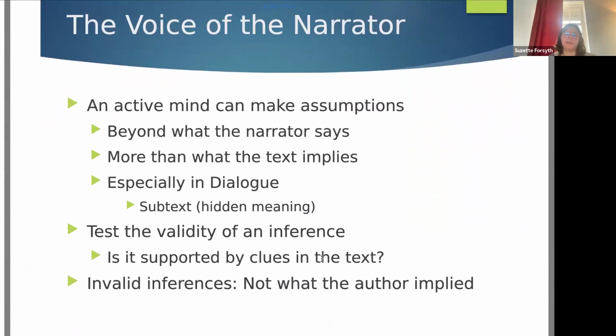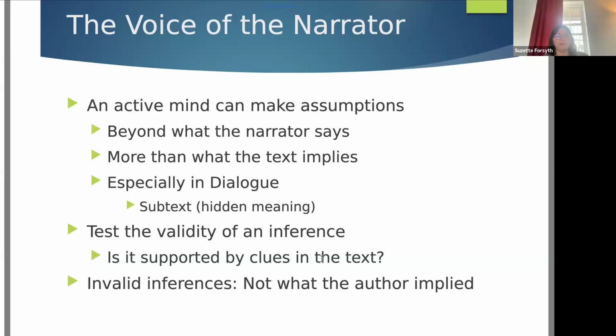So, the voice of the narrator: you have to look at not just what the narrator says, but you have to go sort of beyond that and fill in the gaps when you're making an inference, especially when we're dealing with dialogue, because good dialogue includes something called subtext. So it's often not what is said, but what is not said and what should have been said that's missing in there. Or it's the way it's said.